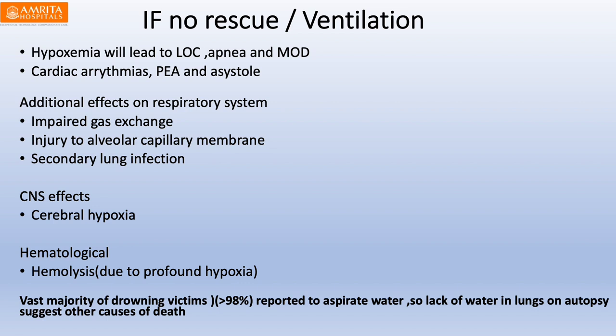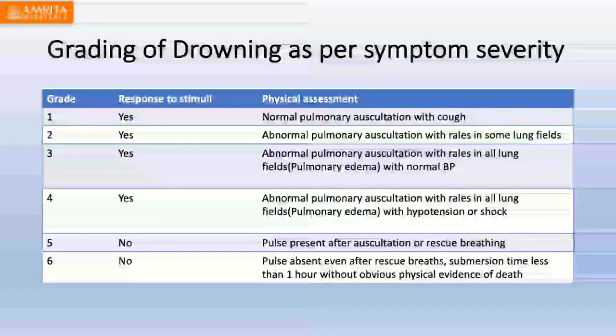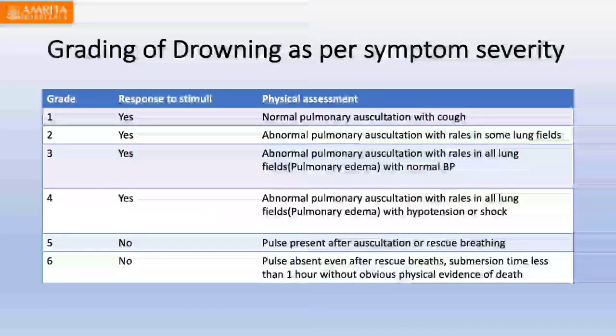So when a forensic expert is evaluating somebody and says that there is no water inside the lungs, you have to consider some foul play, or maybe the person would have died before drowning. The cause of death is not due to drowning. So there is a grading system of drowning as per symptom severity. You can see grade 1 to grade 6 symptoms. First you can see the response to stimuli.